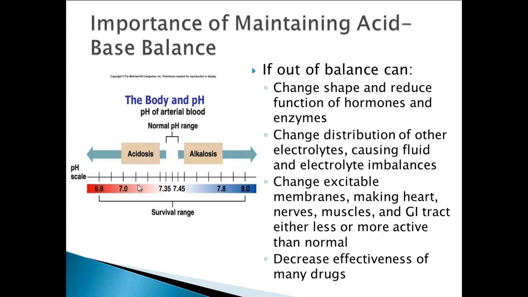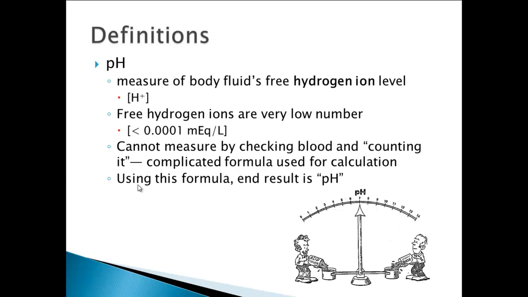Or we could change the excitability of membranes, making tissues like the heart, nerves, muscles, and GI tract more or less active than normal, depending on if it's more acidic or more alkalotic. That in itself will also decrease the effectiveness of many of the drugs that we give to people. So again, it is very important to keep the acid-base balance in a normal range in the body.